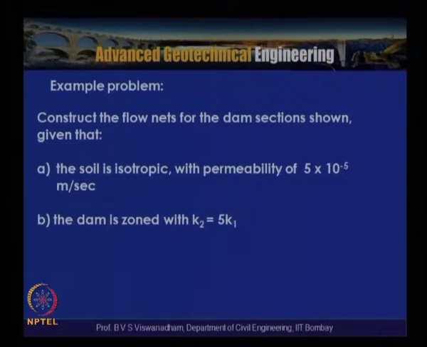Now the next example problem is to construct the flow nets for the dam sections, which are earthen dam sections. In the first case the soil is isotropic, and the permeability is of the order of 5 into 10 to the power of minus 5 meter per second for the dam section. The second case is that the dam is zoned in such a way that K2 is 5 times K1. So K1 is the permeability of soil 1 and K2 is the permeability of soil 2.